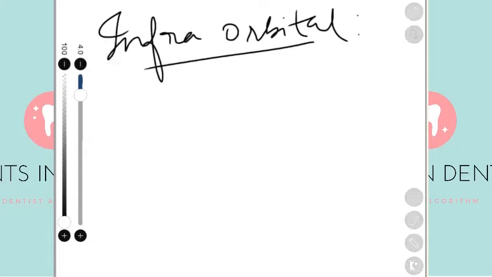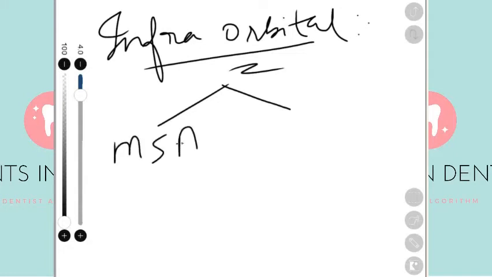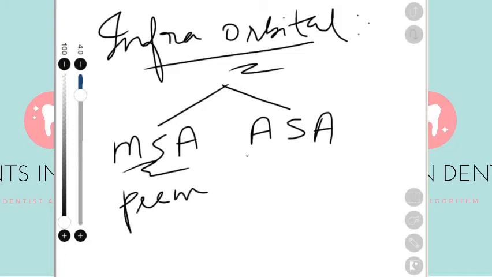Next we'll go to the third part, which is within the infraorbital canal. In this part, it gives again two main branches, namely the middle superior alveolar and the anterior superior alveolar. They are also very important because your middle superior alveolar supplies your upper premolar teeth, and your anterior superior alveolar supplies your upper anteriors, that is your upper lateral incisor, central incisor, and your canine.